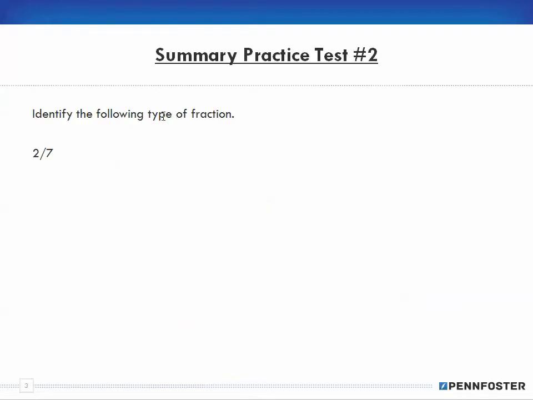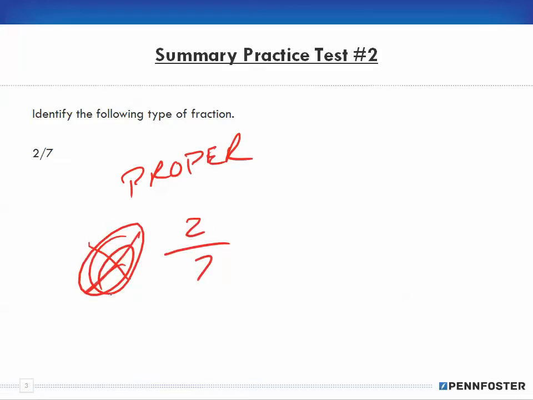Identify the following type of fraction. Again, from the previous one, this is going to be a proper fraction. Why? Because with 2 over 7, we don't have a whole number, and our numerator is less than our denominator. That's why it's a proper fraction. A fraction is a part of a whole.